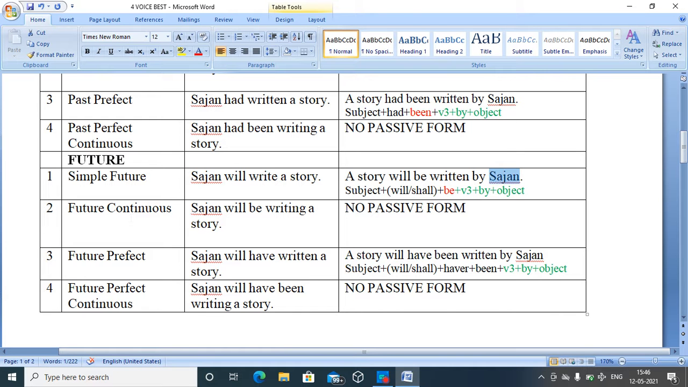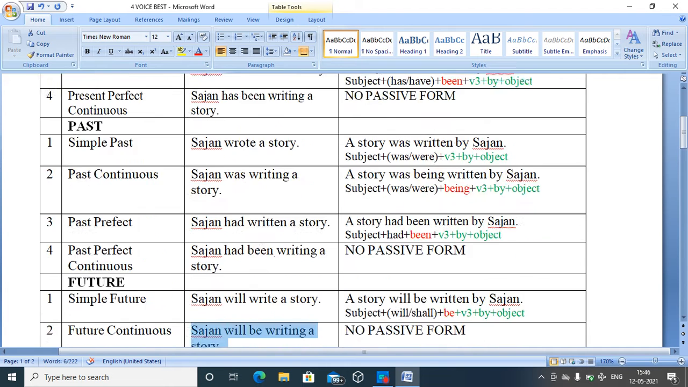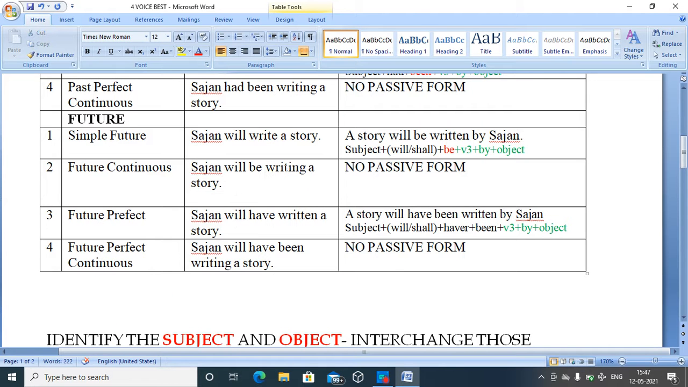What about the future continuous tense? Simply look at the active statement. That is already there. That's with every tense. Sergeant will be writing a story. So it's easy for you to identify. When you see will be plus V3 and all, you can definitely take that to be the passive form.